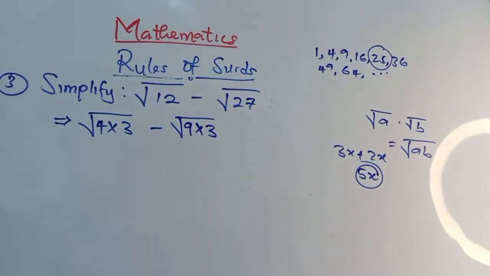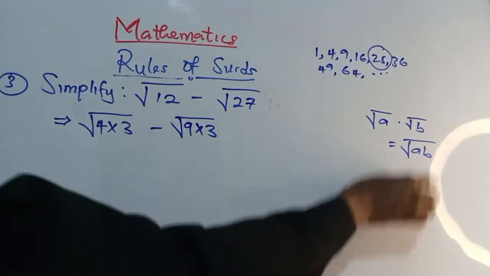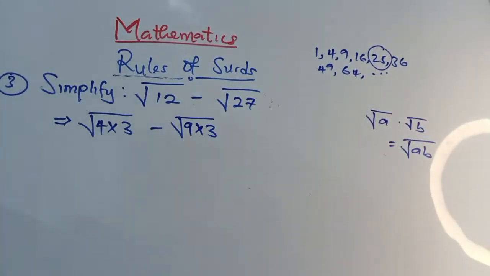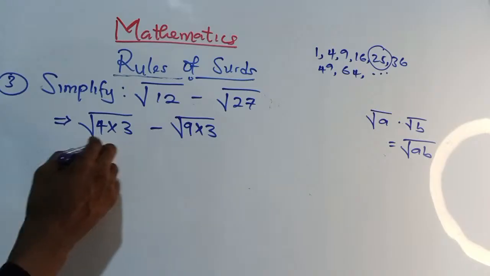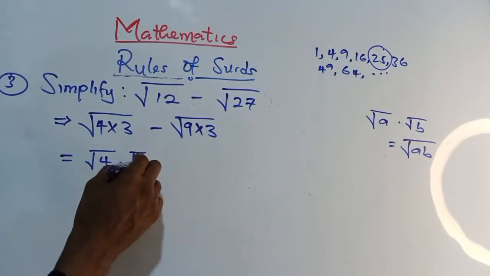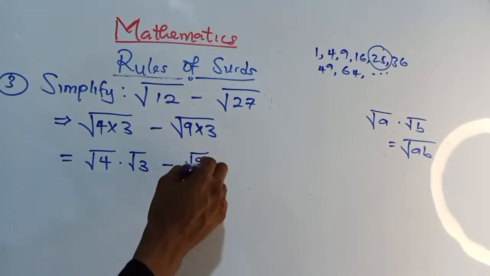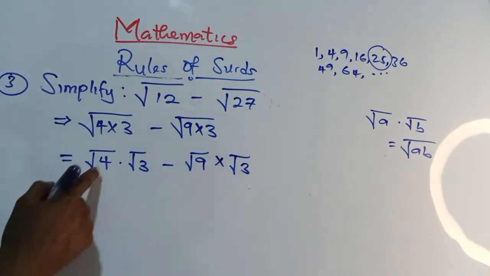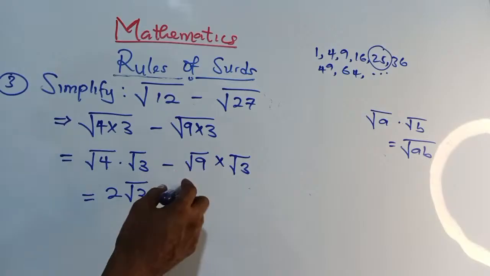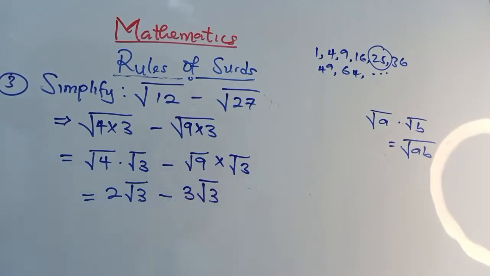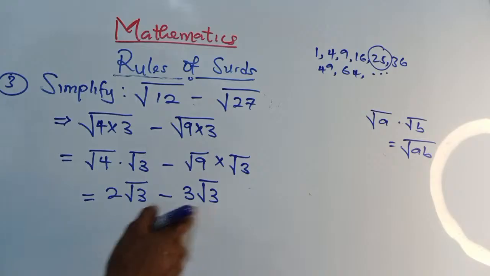Okay, so we are going to apply that first rule that I gave us. That means this is the same thing as root 4 multiplied by root 3 minus root 9 multiplied by root 3. Okay, so square root of 4 is 2. So we have 2 root 3 minus, square root of 9 is 3, we have 3 root 3. Now root 3 is common, we can factor it out.